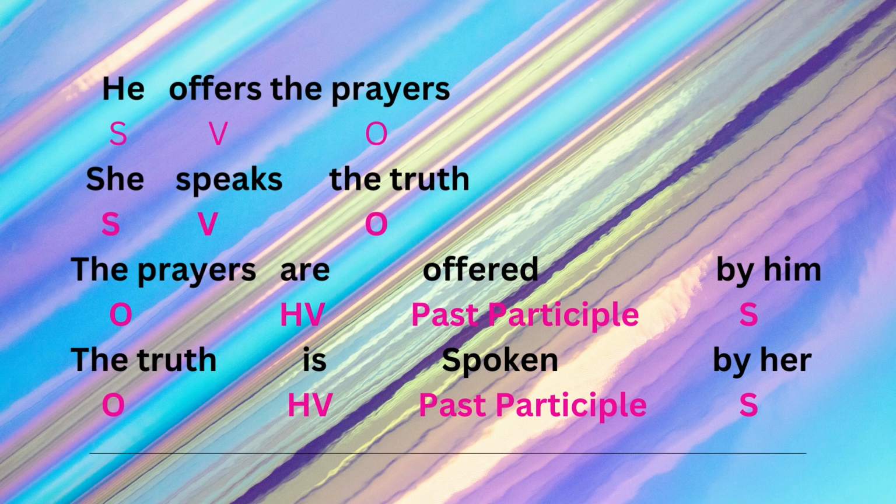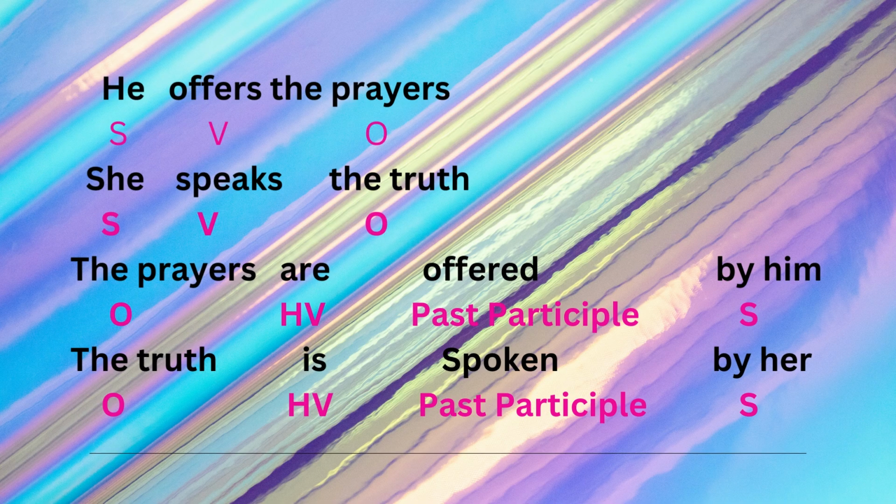The third sentence: the prayers are offered by him. The prayers is the object, are is the helping verb, offered is the past participle or third form, by him is the subject. Sentence number 4: the truth is spoken by her. The truth is the object, is is the helping verb, spoken is the past participle or third form, by her is the subject.